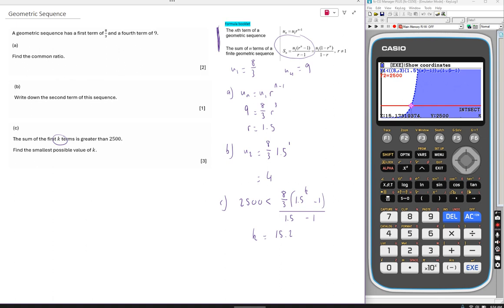15.2 is not a valid answer to the question because it says the sum of the first k terms. So that means when k is 15, the graph hasn't quite reached 2,500. When k is 16, it has reached 2,500. So now we need to say that k equals 16. You need to round this number up. So that last question, you get a mark for the correct inequality, which is the first line. You get a mark for k is 15.2, and you get a mark for k equals 16 as your final answer. Final answer must be an integer.